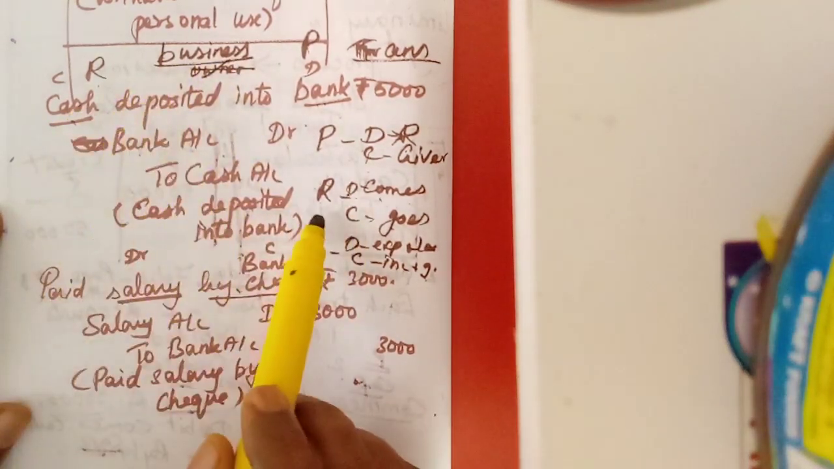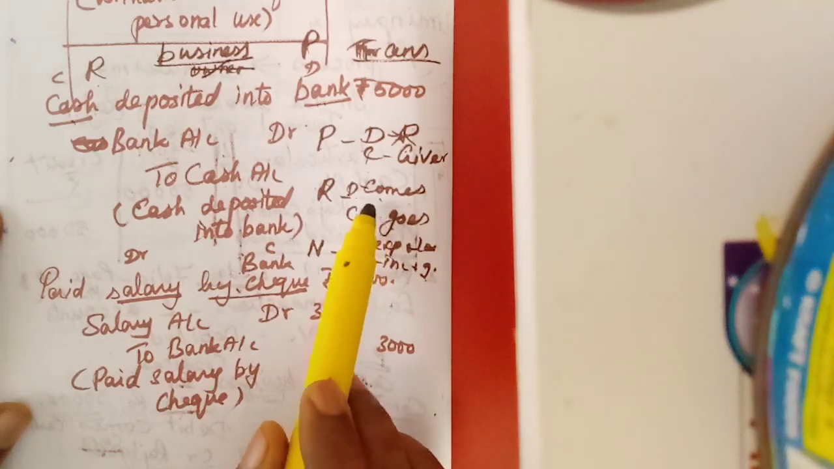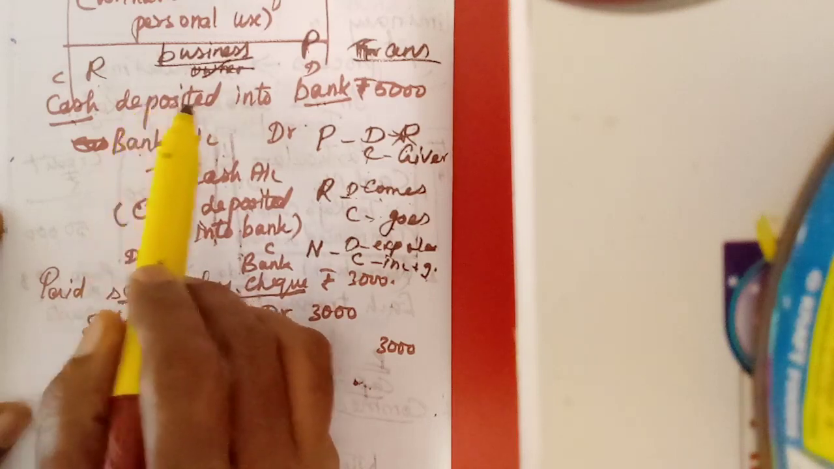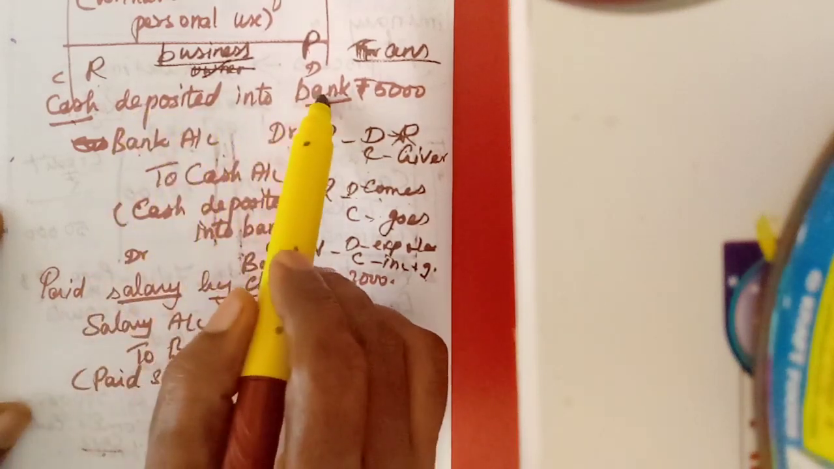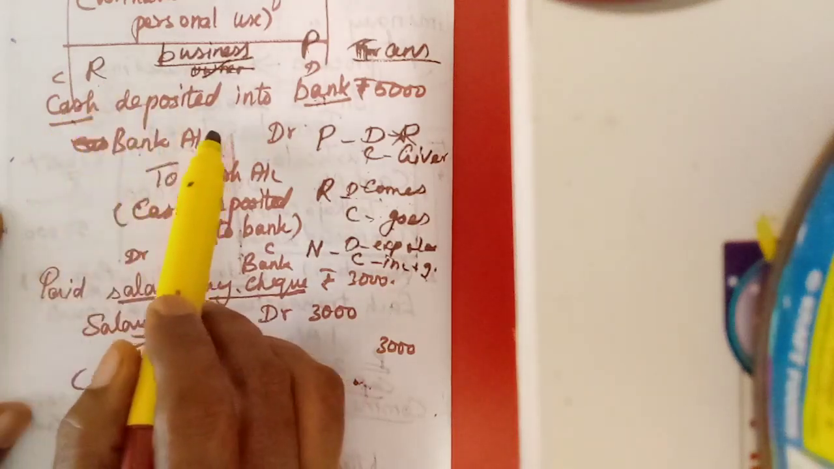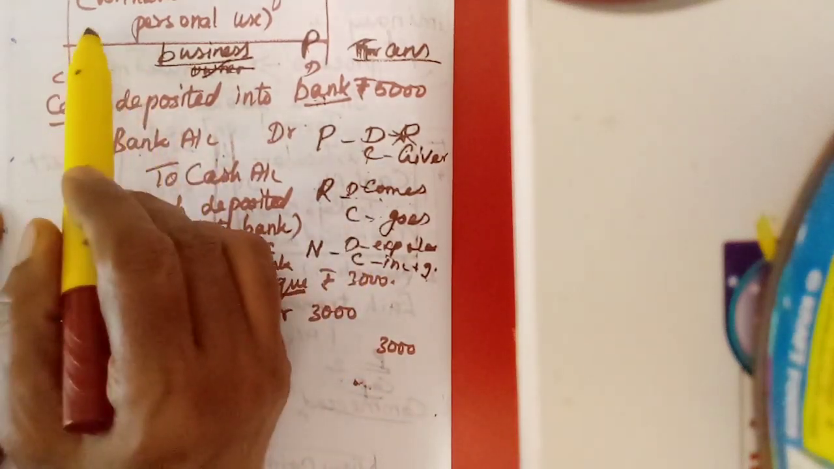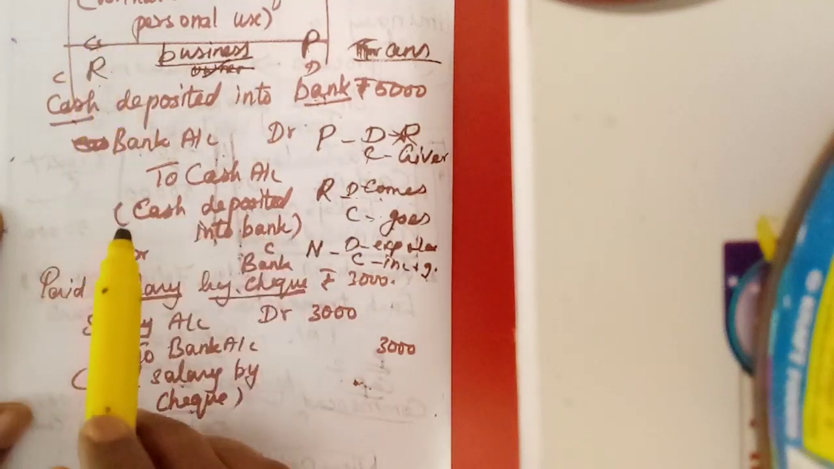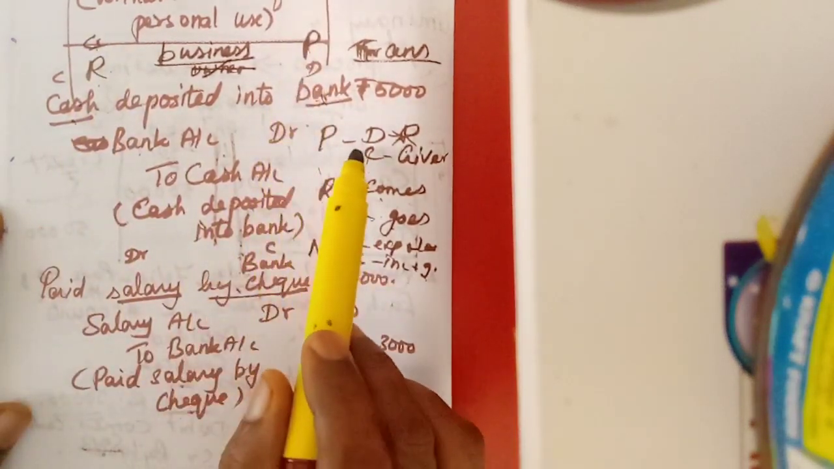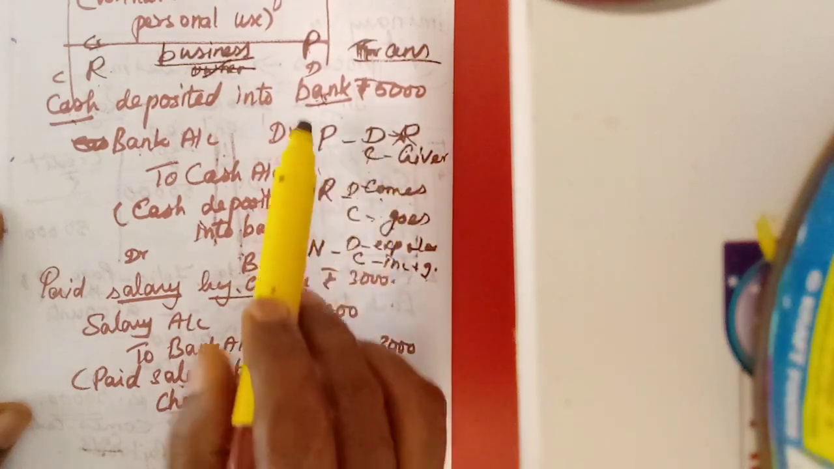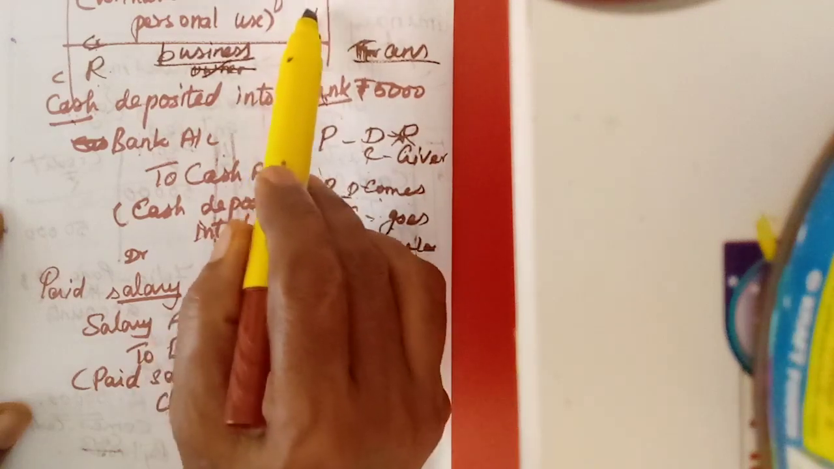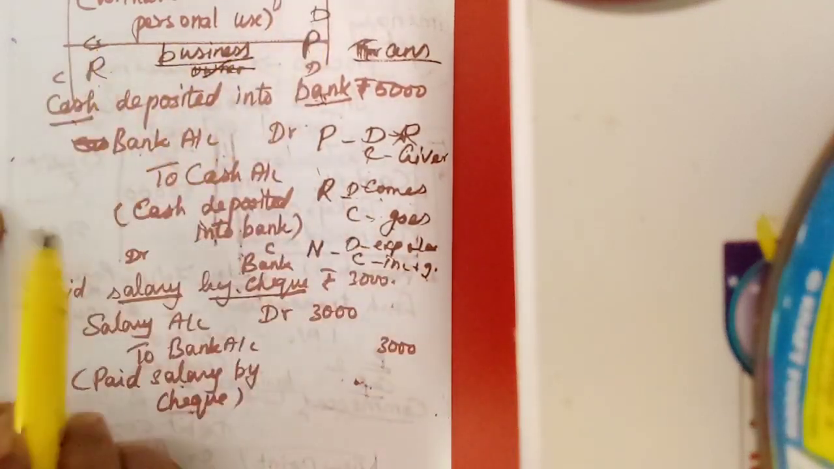When we deposit cash into the bank, cash is going out, so we should credit cash. Then bank is a personal account. What is the rule? Debit the receiver, credit the giver. The bank is receiving, so debit. One is debit, the other is credit.